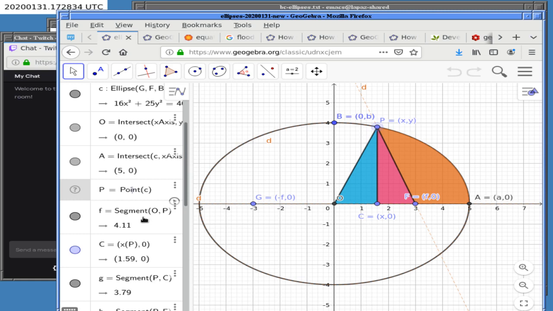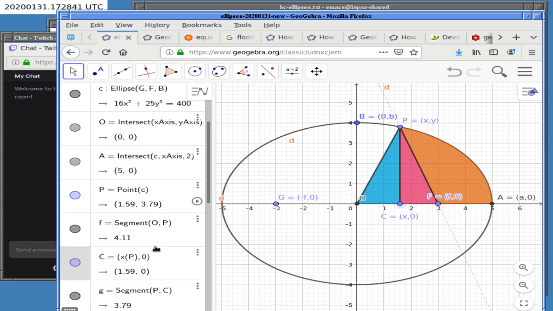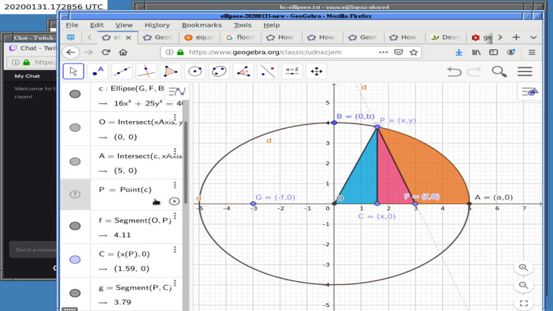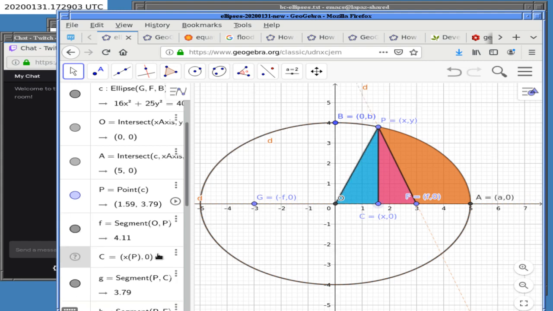Segment from O to P, that's fine. I probably shouldn't keep highlighting these. And C is equal to the... that's fine. That's also just the x, the drop of P to the x-axis, although I'm beginning to wonder, do we need that? And I'm suspecting that we do not. So P is good. We're happy with P. We're happy with that segment, but I think this segment we don't actually need. So let's see if we can get rid of that.